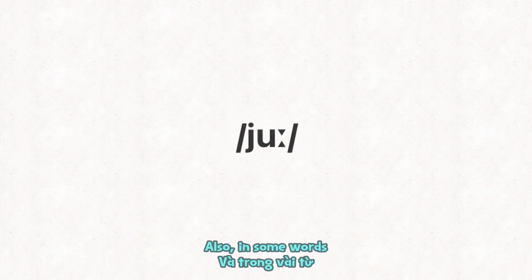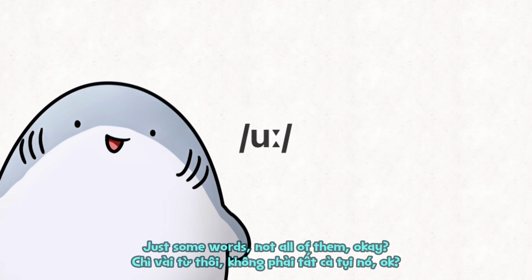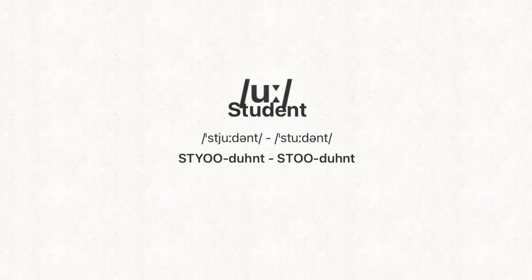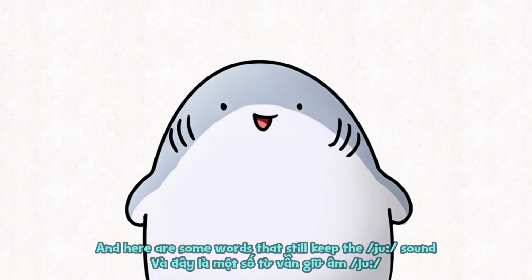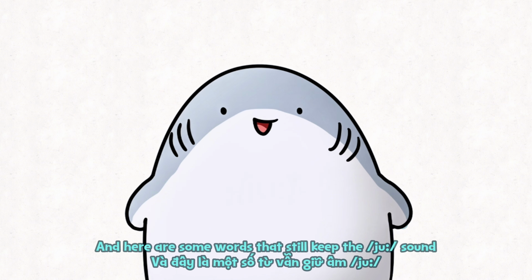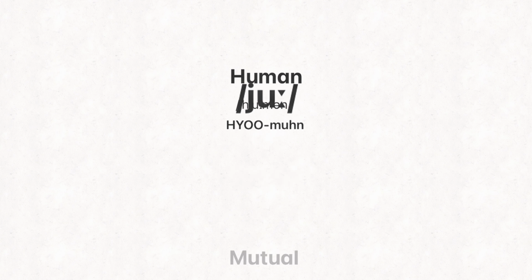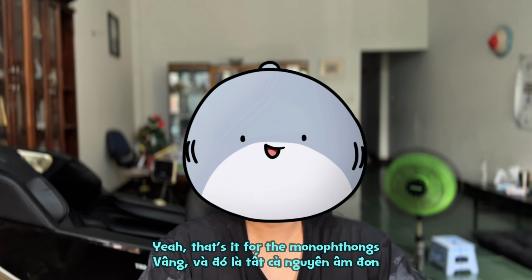Also, in some words, you in British English becomes oo in American English. Just some words, not all of them, okay? Student, tune. And here are some words that still keep the U sound. Music, human, mutual. Yeah, that's it for the monophthongs.